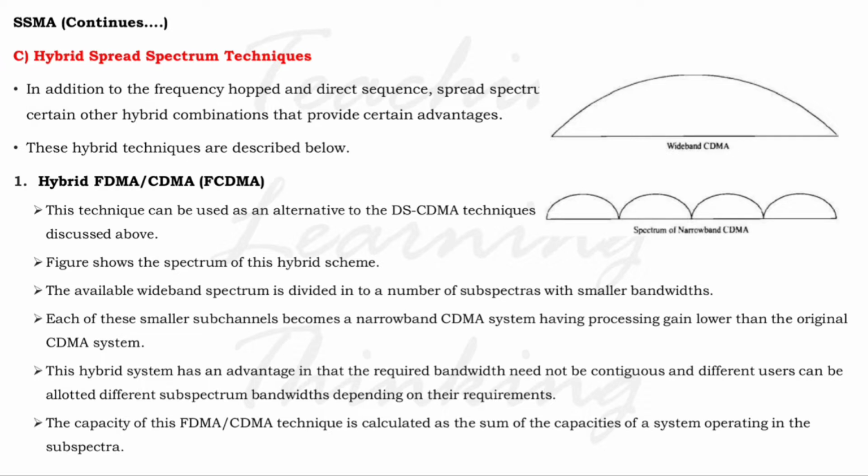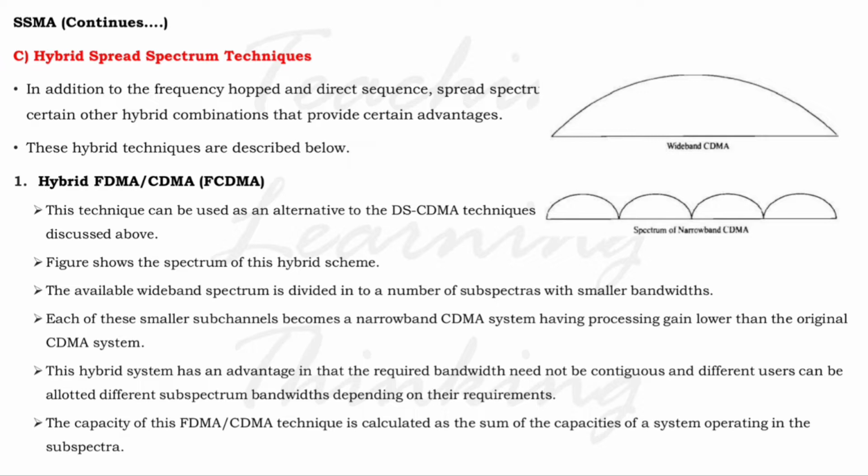In addition to frequency hopped and direct sequence, spread spectrum contains certain other hybrid combinations that provide certain advantages. In hybrid spread spectrum techniques, the first one is hybrid FDMA or CDMA, that means FCDMA. This technique can be used as an alternative to direct sequence CDMA techniques, as discussed in the previous section.